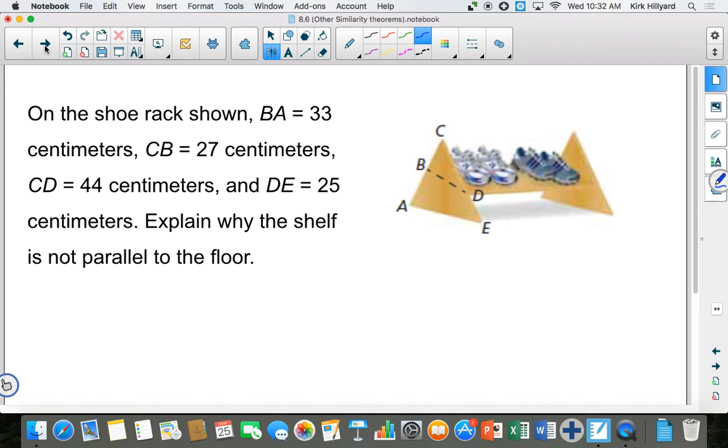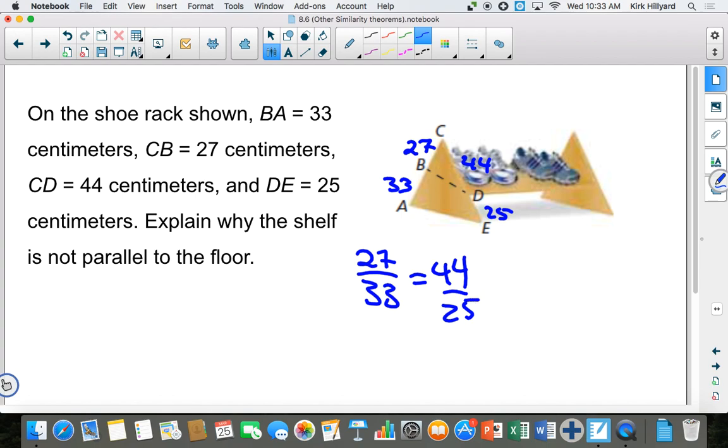So let's look at this right here. It says on the shoe rack shown, BA is 33, so this is 33. CB is 27. CD is 44. And DE is 25. And it says, explain why the shelf is not parallel to the floor. So we would set up our proportions. We would go 27 is to 33 as 44 is to 25. And if those lines are parallel, when we cross multiply, those things should equal one another.